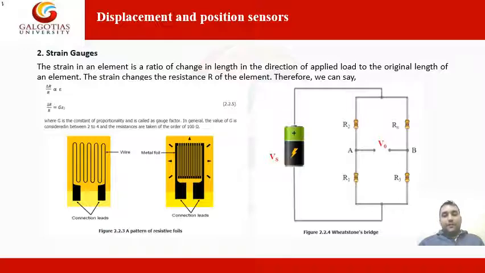This is a Wheatstone bridge, that is the basic principle that works behind the strain gauge. In this, the voltage Vs is applied across this resistance. When there is a strain, a change occurs in this resistance. So this change in resistance is measured across this common point, that is V naught.